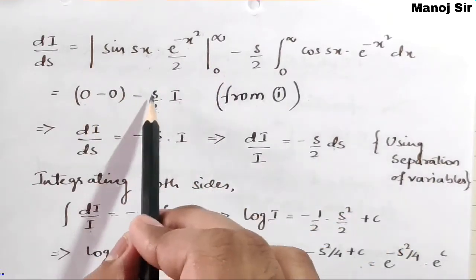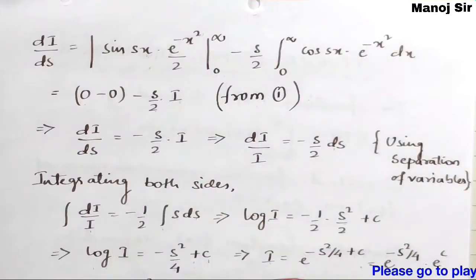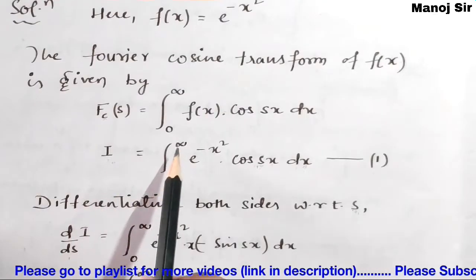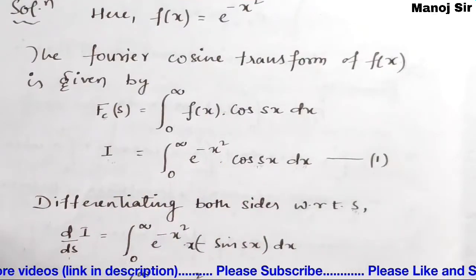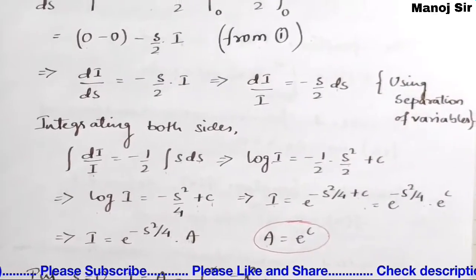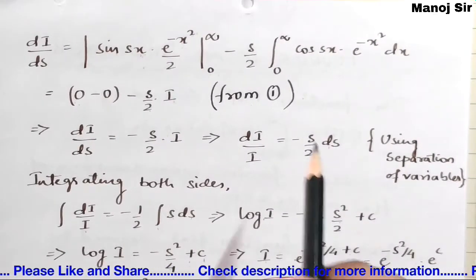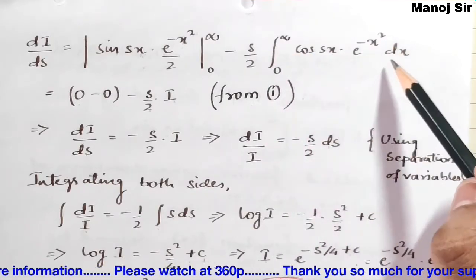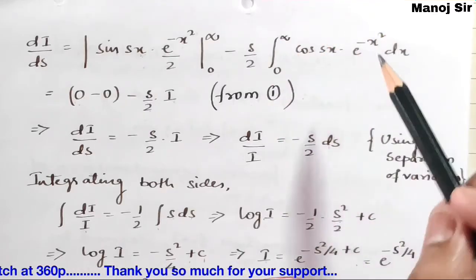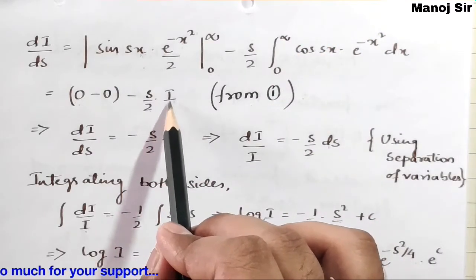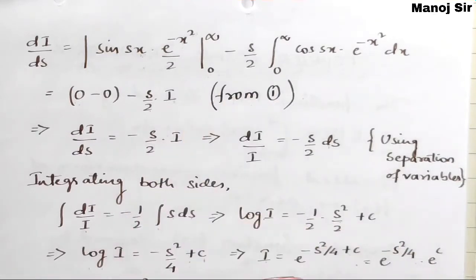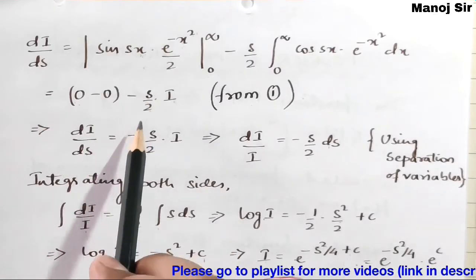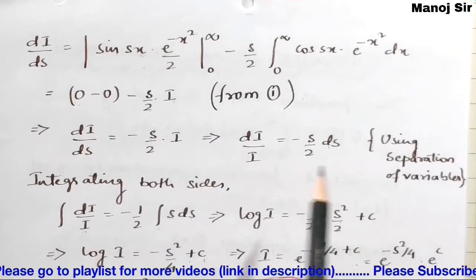Now here we have minus s upon 2, and this is what? This is I. Let me show you. Here we have I equals integration 0 to infinity e to the power minus x square into cos sx dx. This is exactly what is written, so this whole integration is I, from equation number 1. So what is left is dI upon ds equals minus of s upon 2 into I. Now here we can use separation of variables.